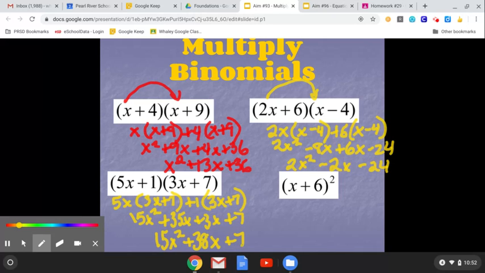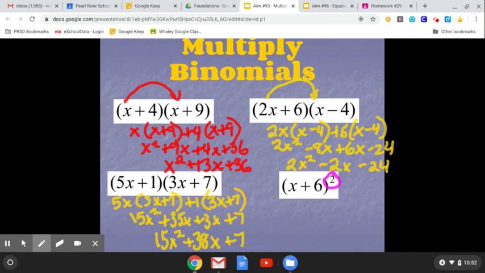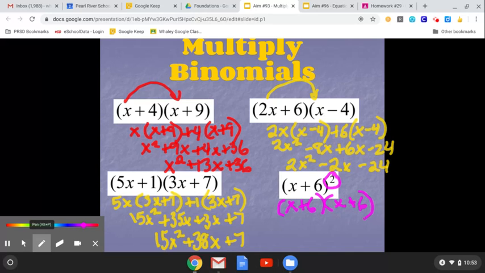This last one is interesting because it says x plus 6 squared, which is, what does that mean? That means x plus 6 times x plus 6. You actually have to write that thing out, and then you can go ahead and multiply it. The answer to this is not x squared plus 36. That's a common misconception on this one. That is not the answer to this. We actually have to go ahead and multiply it out and go ahead and distribute this twice.